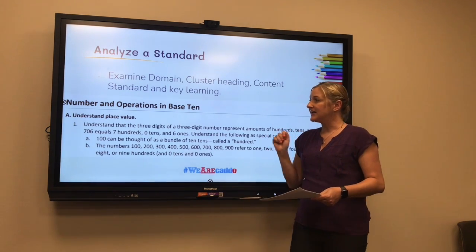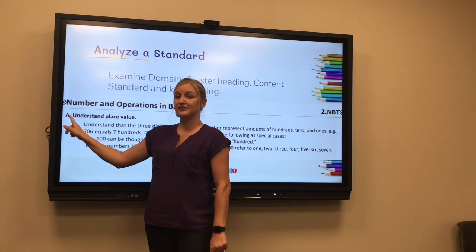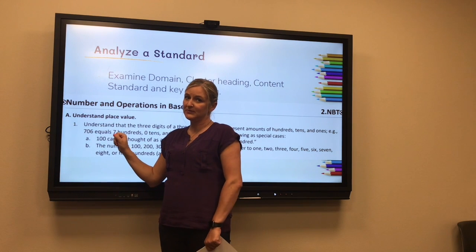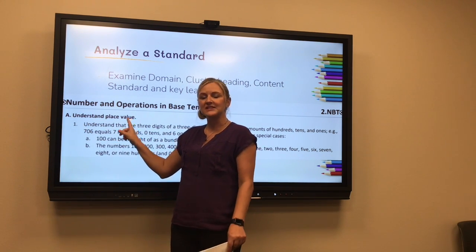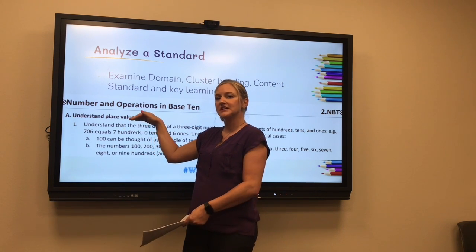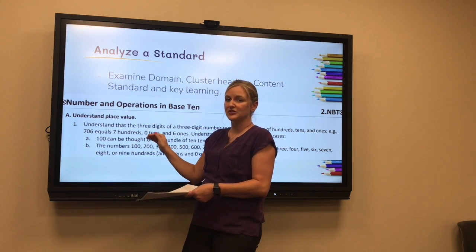The cluster heading is denoted with the code A. So we're 2.NBT.A, and that is understand place value. That's our cluster heading, and the cluster gives us a group of standards that are closely related.